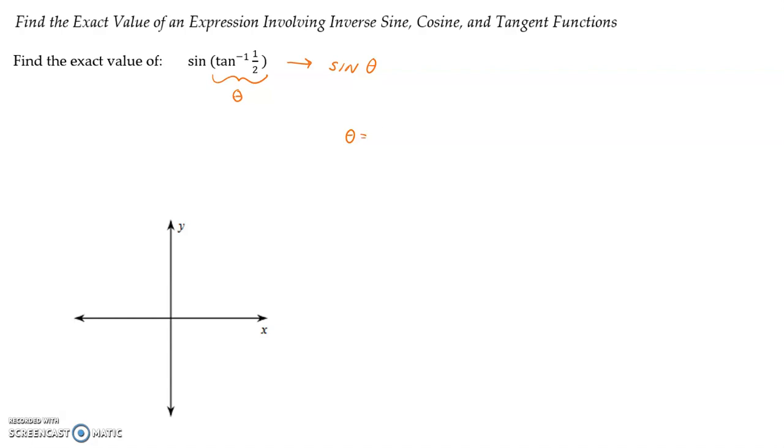So we're going to let theta be equal to the inverse tangent of 1/2. And let's go ahead and take tangent of both sides. And keep in mind that on this right-hand side, the tangent and the inverse tangent are opposite operations, and they're going to be canceling each other out. And this is going to give us tangent of theta is equal to 1/2.